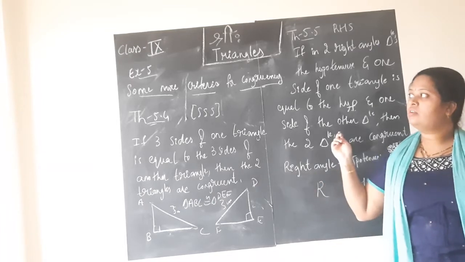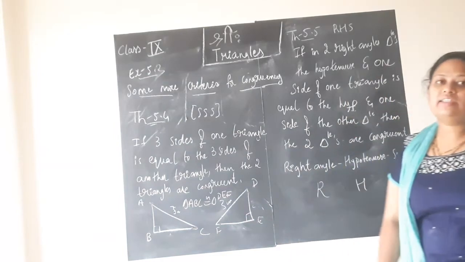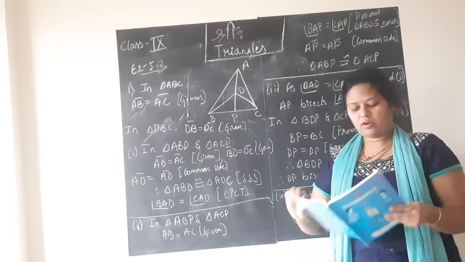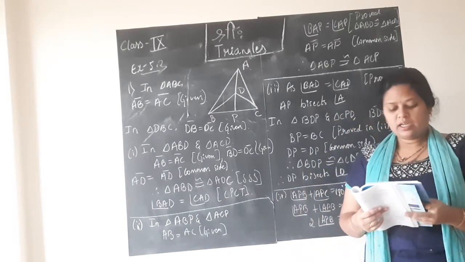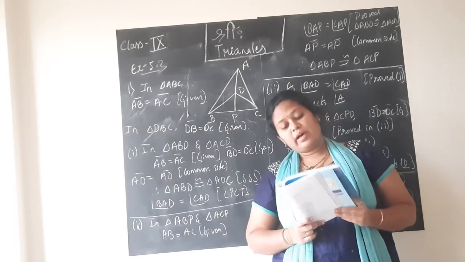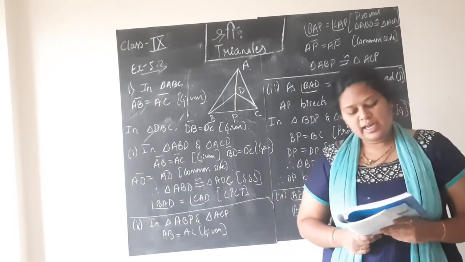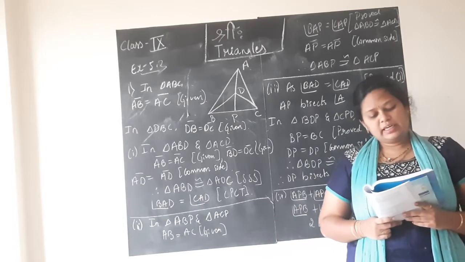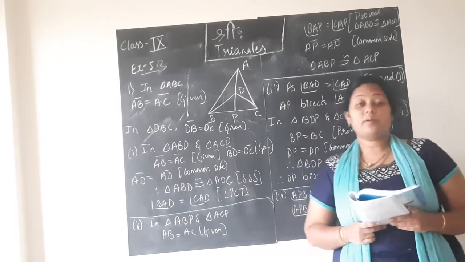Now based on these concepts, we shall solve the next and last exercise of this lesson, exercise 5.3. Now we shall solve the first problem of exercise 5.3, children. The first question says that triangle ABC and triangle DBC are two isosceles triangles on the same base BC and vertices A and D are on the same side of BC. If AD is extended to intersect BC at P, show that, and four sub-questions are there.